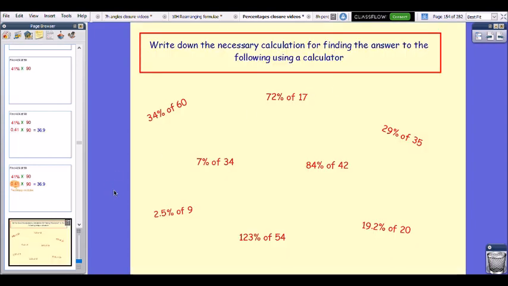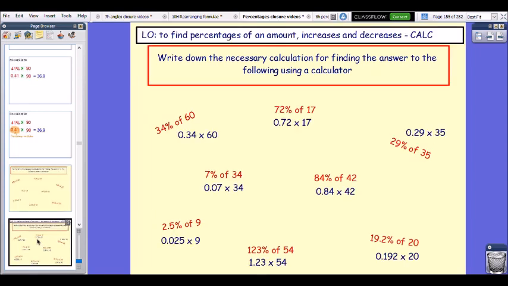Okay, so on your worksheet, please can you find task 2? For these questions, it's not even looking for the answer. What you need to do is write down the calculation. So for example, if I wanted to find 34% of 60, what would I type into my calculator to work this out? You don't even need to give me the answer. I'm more interested in the calculations. And here are your solutions.